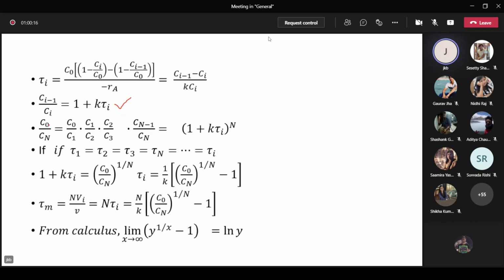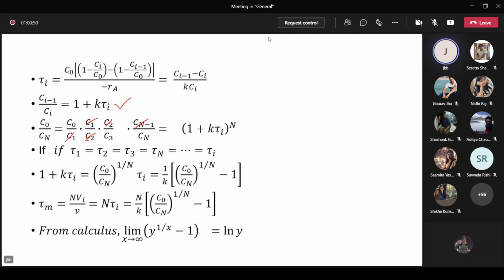And if we write C0 by Cn, then the product of the individual ratios from each reactor will give you the same as C0 by Cn, because C2 and C2 get cancelled, C1 and C1 get cancelled out, and Cn minus 1 will cancel from the previous term. And C0 by Cn is now (1 plus k tau) to the power n, because each term belongs to 1 plus k tau I.